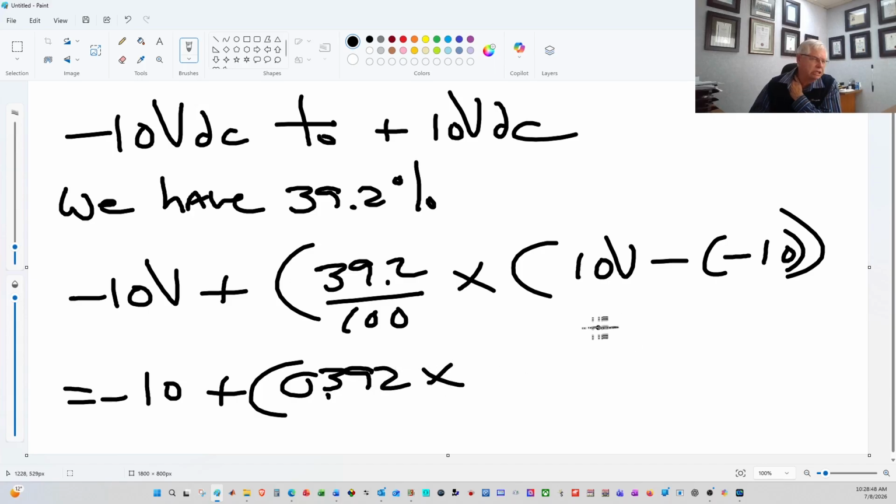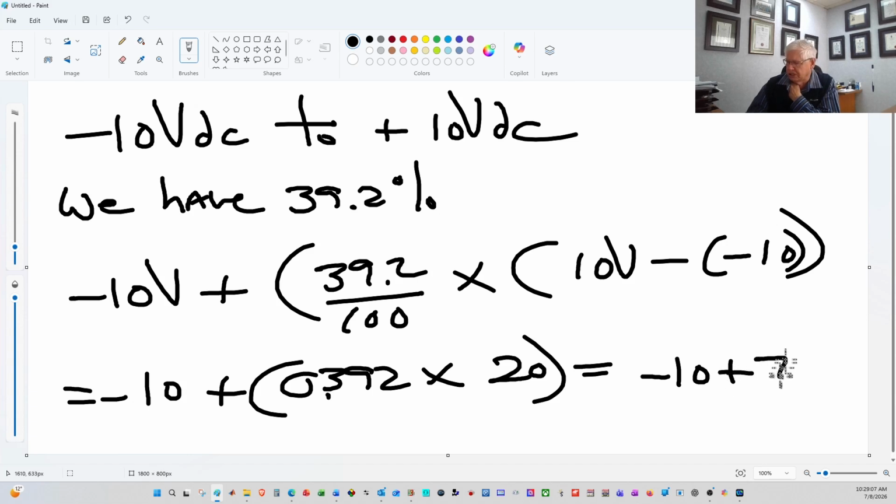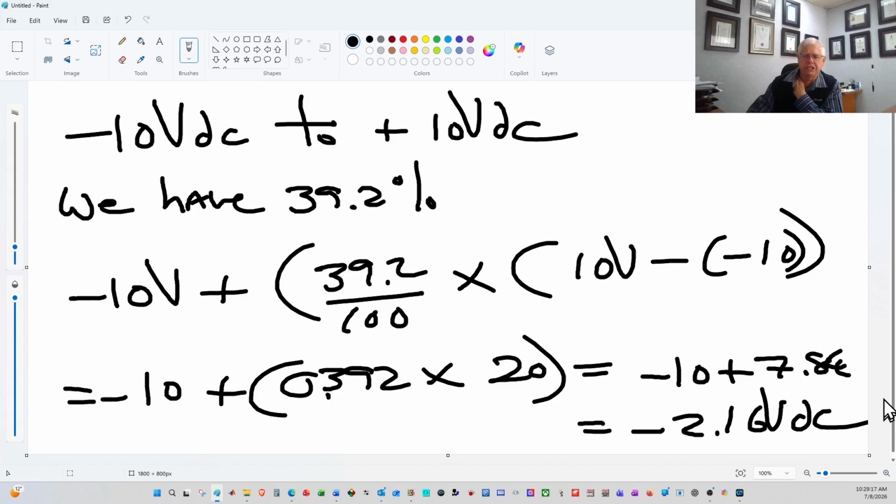0.392, and from minus 10 to plus 10, or 10 minus minus 10 is the same as plus 20. That's going to be multiplied by a value of 20. And if you do that sum, you're going to end up with a value of 7.84 volts, which must be added to minus 10, and if you put those together, your final reading is going to be minus 2.16 volts DC. And that is it. That is how we can do such a conversion.